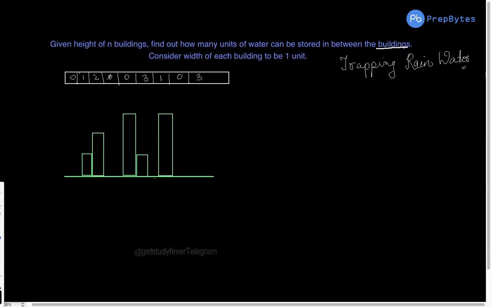The problem statement says: given height of n buildings, find out how many units of water can be stored in between the buildings. Consider width of each building to be 1 unit. As you can see, there is no mention of rain, so you might be wondering, why is it trapping rainwater? There is a statement that consider it's raining. So let's say I write this: consider it's raining, and consider you are given height of n buildings. Find out how many units of rainwater can be stored in between the buildings. Consider width of each building to be 1 unit.